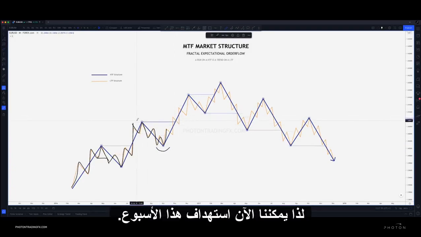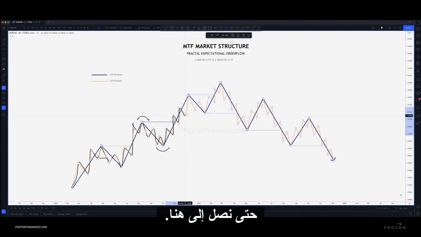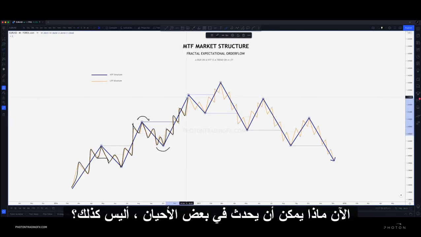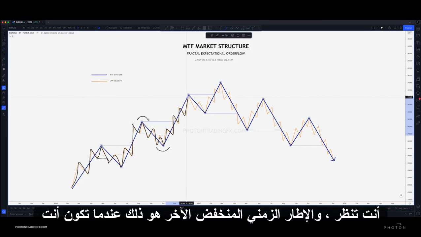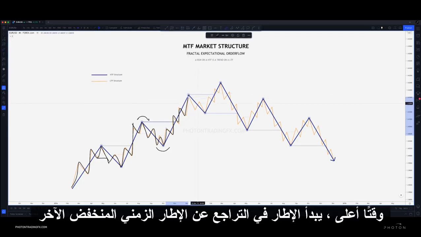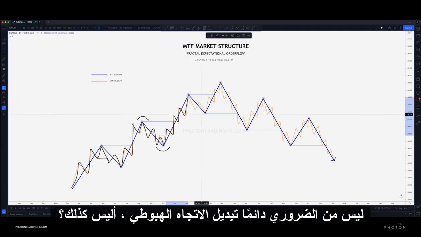So now we can target that weekly high, right? Whilst the lower time frame remains bullish until we get all the way up here. Now, what can sometimes happen, right? Depending on how big of a gap there is between the higher time frame you're looking at and the lower time frame, is that when your higher time frame starts to pull back, the lower time frame that you're looking at doesn't always have to switch bearish, right?